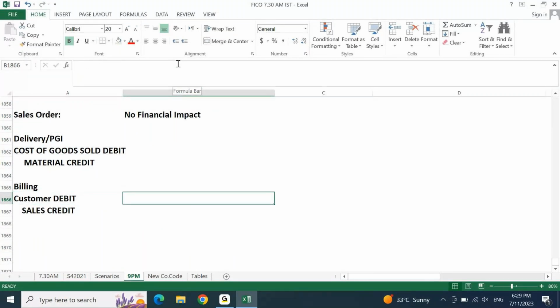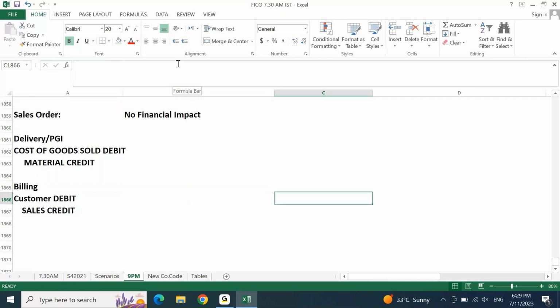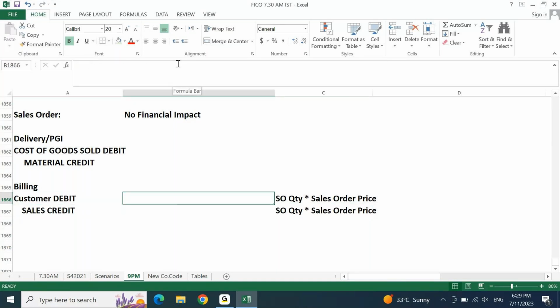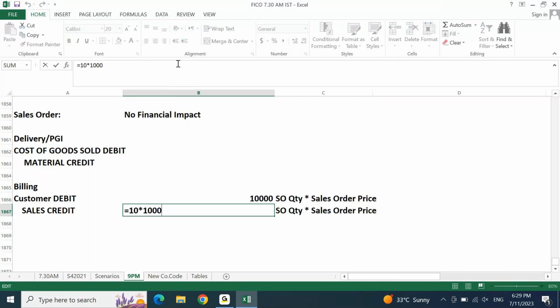So here it will be sales order quantity multiplied by sales order price. Here also it is the same. Now according to the sales order, it is 1000 multiplied by 10 quantity. I'll say 10 quantity multiplied by 1000, 10,000 on the debit side. Similarly, 10,000 on the credit side.